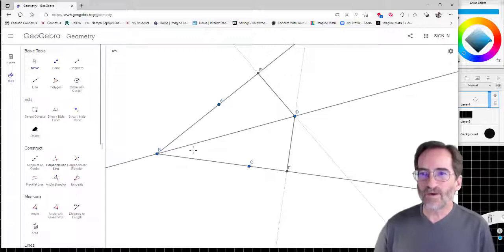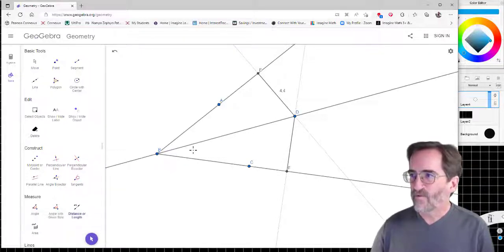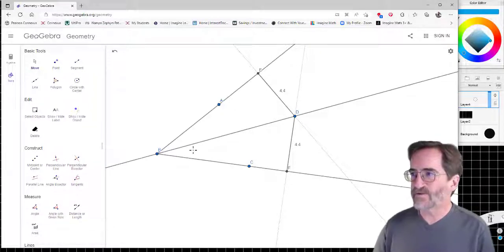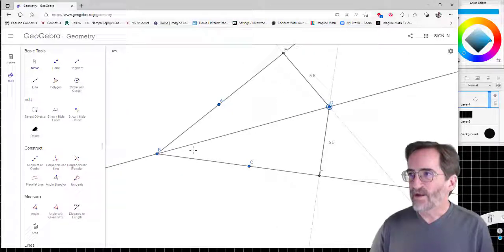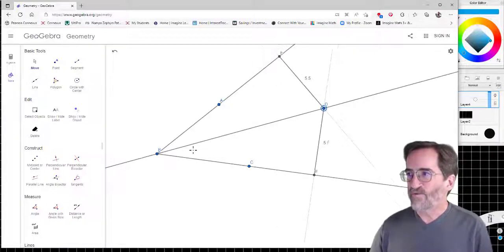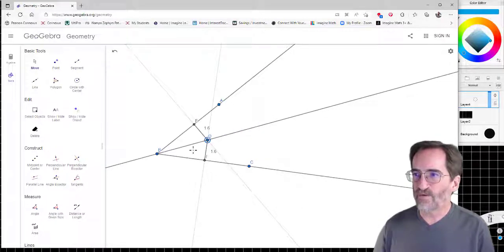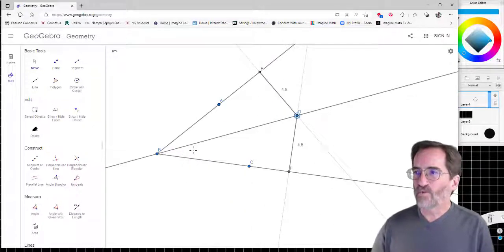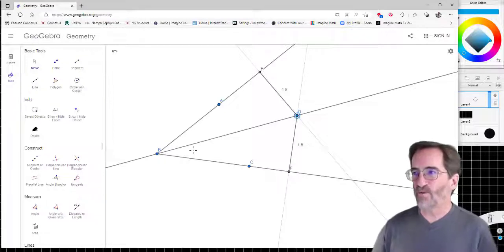Okay, and now I want to measure. So let's measure distance or length. 4.4, 4.4. Lo and behold, look at that. They're the same. Is that always the case? And as I move it out, 5.5, 5.5, 3.3, 3.3, 1.6, 1.6, 0.7, 0.7. So here's the rule. And actually, let's go to the reason why this works.